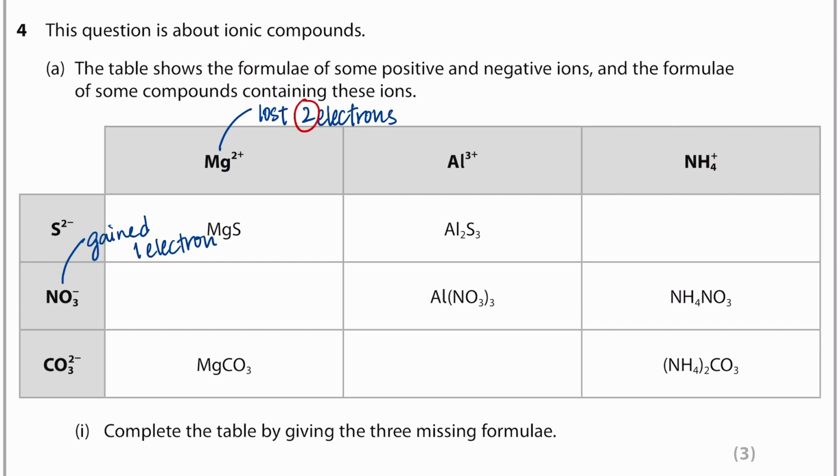Currently, we can see that the number of electrons lost by the magnesium and gained by the nitrate are not the same. To make them the same, we need to double the number of nitrate ions, so that in total there are now 2 electrons to be gained and lost. Because 2 nitrate ions are needed to gain all of the electrons lost from magnesium, we can show this by writing Mg(NO3) with a bracket and a 2.